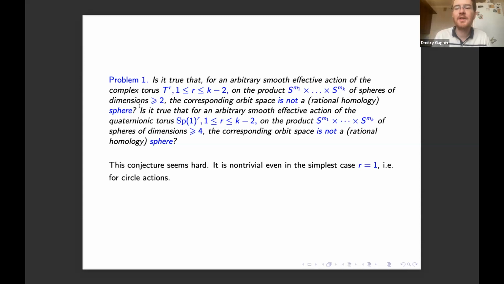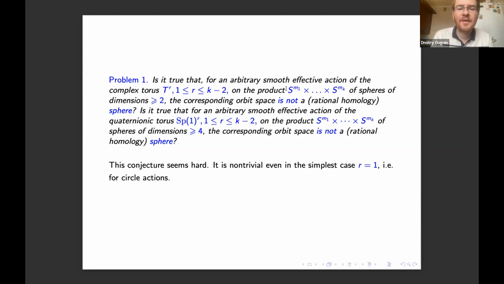I discussed it with Anton and with Taras, and there are no easy steps, easy decisions in this problem. And is it true also that for any arbitrary smooth effective action of the quaternionic torus SP1 to the power R, where R is again from 1 to k-2, on the product of k spheres of dimensions at least 4, the corresponding space is not a rational homology sphere? So it is not trivial even in the simplest case where R is equal to 1.